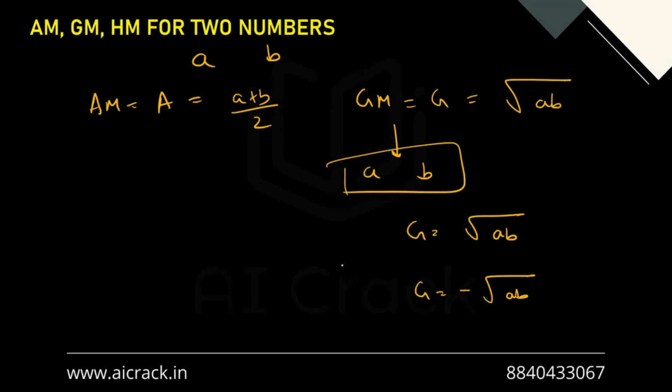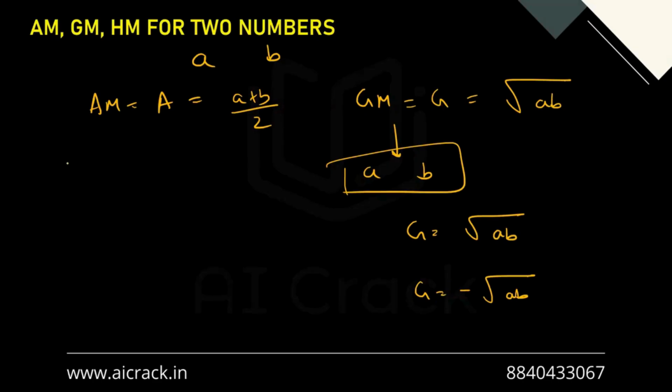We'll get a complex value of G, right? And that's not possible. We cannot fit a complex mean between two real numbers. That's not possible, right? So that's why A and B either have to be positive or they both have to be negative, right? And the first case was G equals root AB when A and B are positive, G equals minus root of AB when A and B are both negative, right?